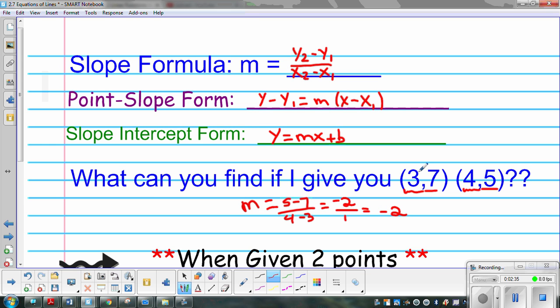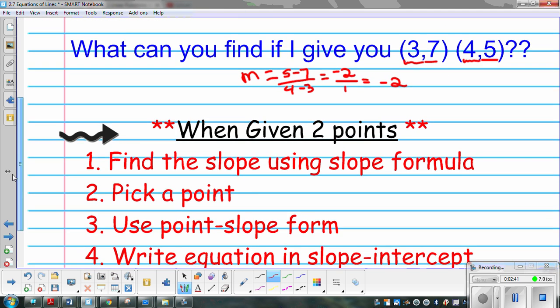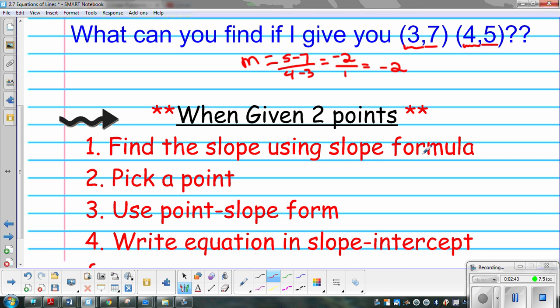So anytime you are given the coordinates of 2 points, the very first thing that you are going to do is find the slope using the slope formula. So write this little miniature title in the middle: when given 2 points. Number 1, the first thing you're going to do is find the slope, which we did right here, negative 2. Once we have found the slope, we then pick a point. So our slope was negative 2. We get to pick one of the 2 points.